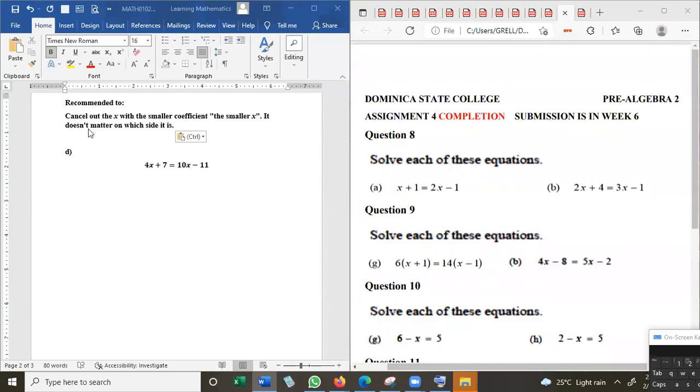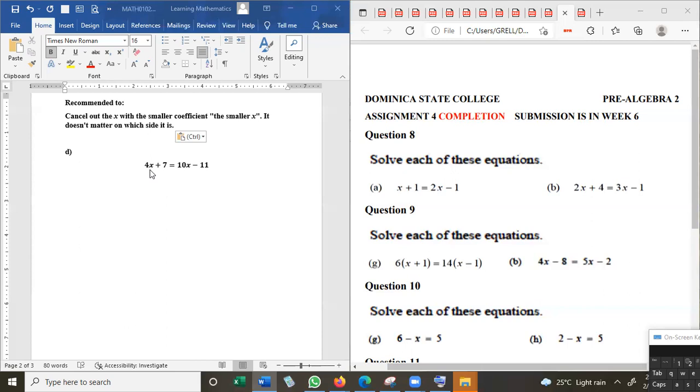Remember, we say that it is recommended to cancel out the x with the smaller coefficient or the smaller x. It doesn't matter on which side it is. So when we look at this equation, we see on the left side we have a 4x, and on the right side we have a 10x. Please don't be tempted to have your x's on the left side, because we are accustomed to reading from left to right in English. In math, you can read from right to left. All right, so it is recommended to cancel out the 4x.